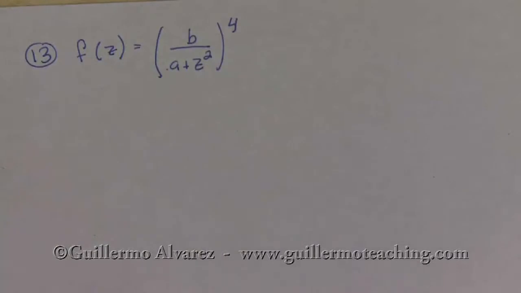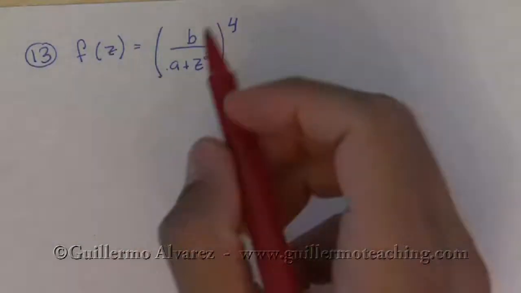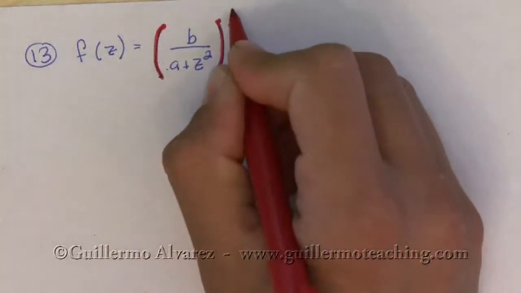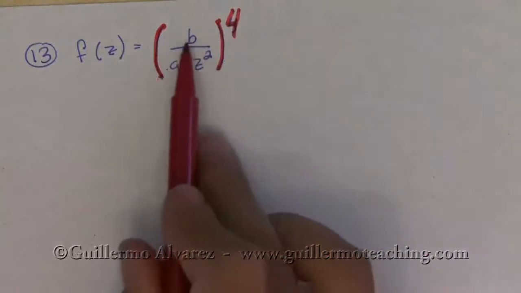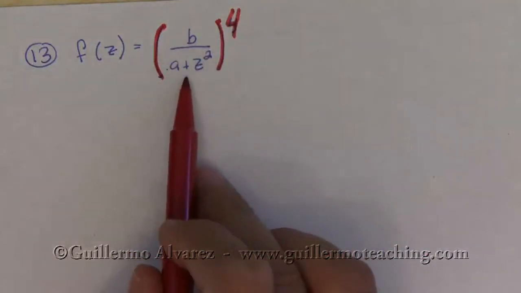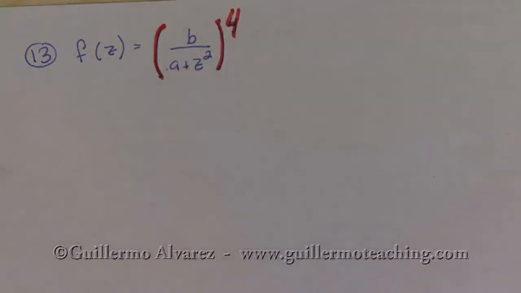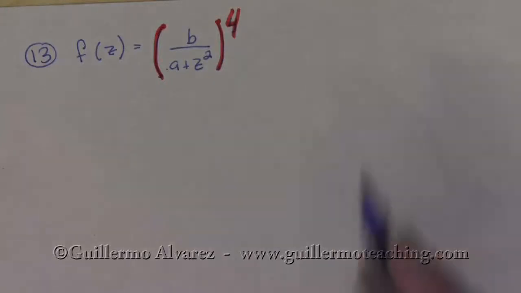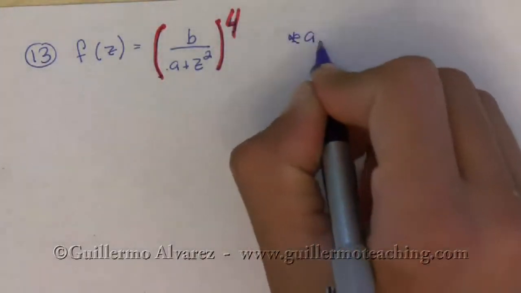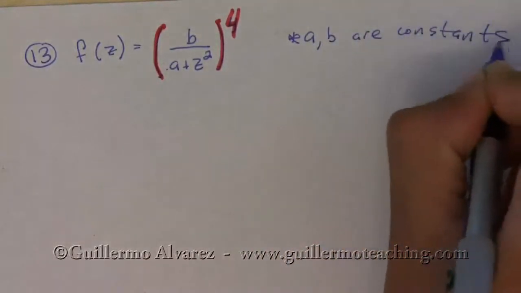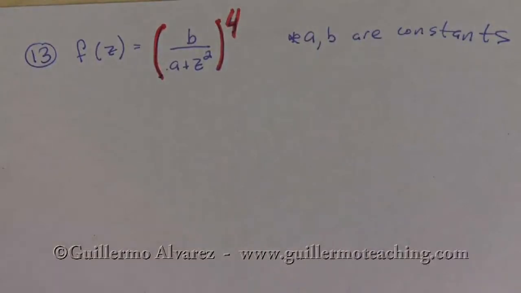Okay, so here we have the outside function is going to be this guy being raised to the 4th, and the inside is this quotient, and so we have to use the quotient rule. Okay, so one thing to note is that here A and B are constants. So you treat them as constants, like if they're 1 or 2 or whatever.